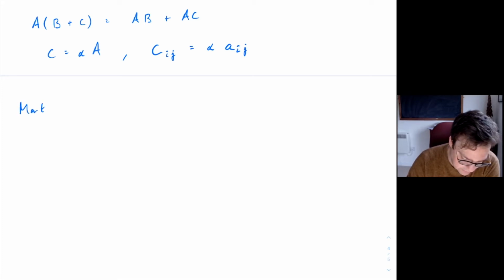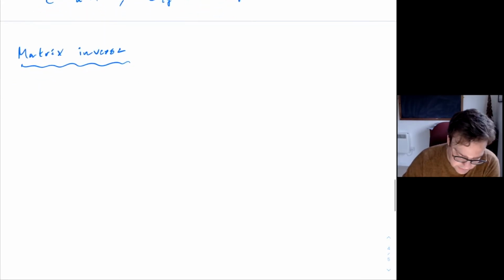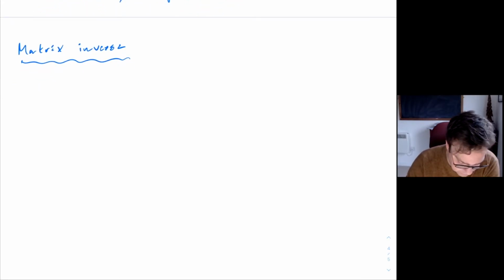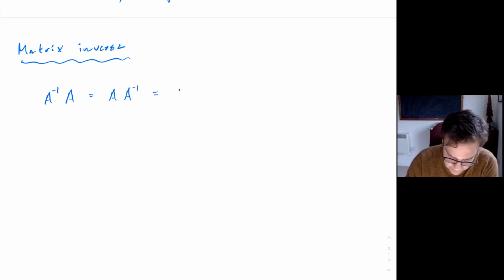Matrix inverse. All right, and we're going to use a notation that matches what we saw for scalars. We're going to say that A to the minus 1 power, that means the inverse of A, times A, is equal to A times the inverse of A, and that's equal to, I'll call this capital I, where capital I is called the identity matrix.